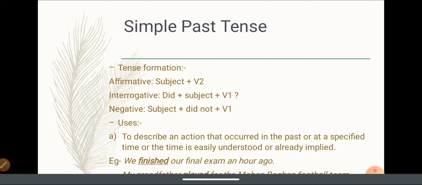Simple past tense is used to describe an action that occurred in the past at a specified time, or the time is easily understood or already implied. So if we want to discuss some happening, some events that occurred in the past, we just use simple past tense. Like, we finished our final exam an hour ago. So here, an hour ago is the time when the task of finishing the final exam occurred.